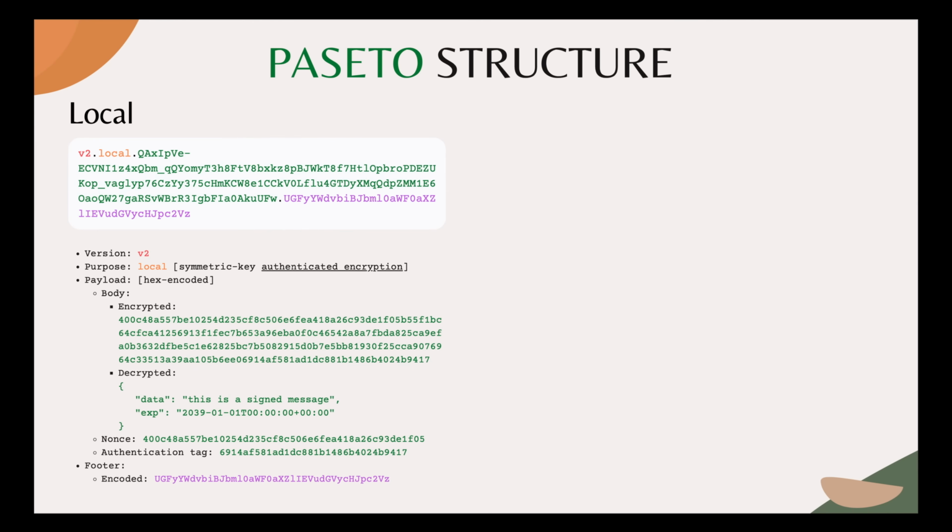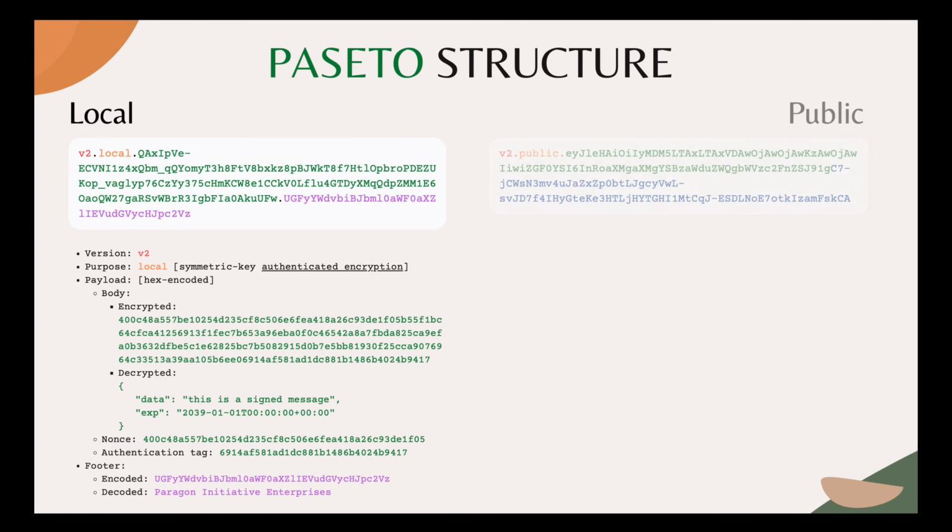You can store any public information in the footer because it won't be encrypted like the payload body, but only base64 encoded. So anyone who has a token can decode it to read the footer data. In this case, it is Paragon Initiative Enterprises, the one who invented PASETO. Note that the footer is optional, so you can have a PASETO token without footer. For example, this is another PASETO token for public usage scenario. It only has three parts with no footer.